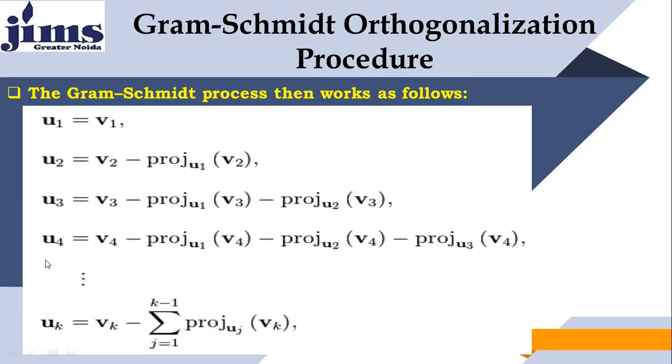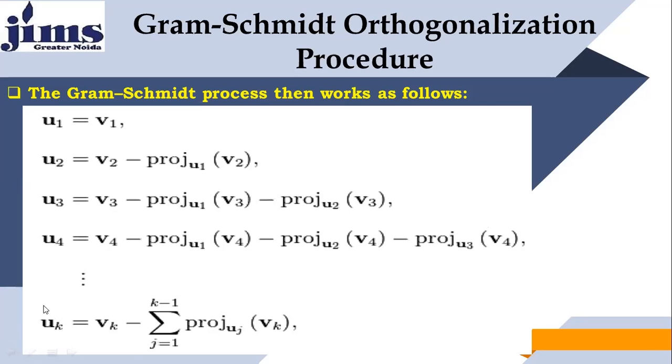And what is U5 actually? Now think about U5 by yourself. How do you start U5? U5 means you should have five terms in that. How do these five terms start? It starts with V5. So U5 is equal to V5 minus projection of V5 on U1, minus projection of V5 on U2, minus projection of V5 on U3, minus, this is the extra if you compare with U4, minus projection of V5 on U4, isn't it?